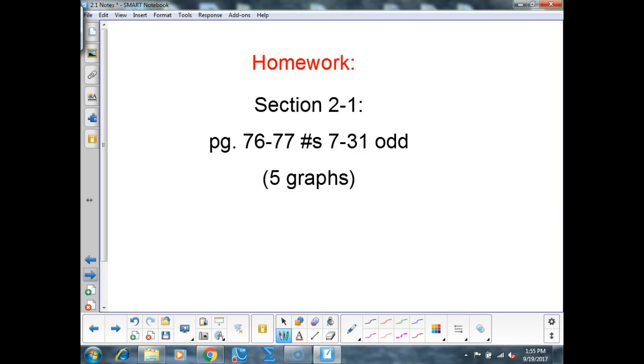All right? You will need a white sheet of graph paper tonight for your homework. Remember, pink ones are for class notes, white ones are for homework, so I will go hand them out right now.